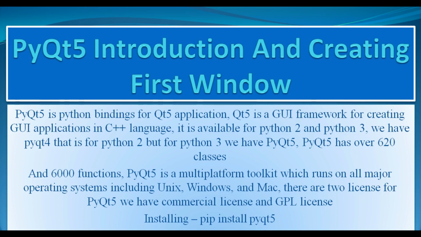There are two licenses for PyQt5. We have a commercial license, and we also have a GPL license. So how can you install PyQt5 on your Windows? You can simply use pip install PyQt5. You can open your terminal and simply write pip install PyQt5 and it will be installed on your computer.